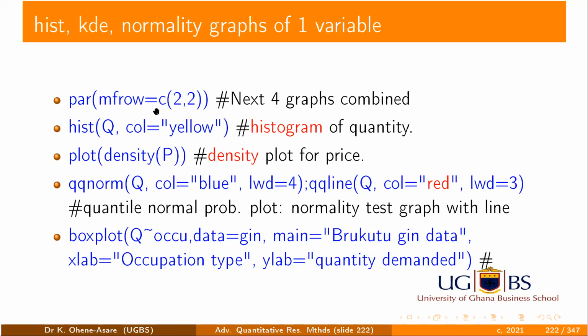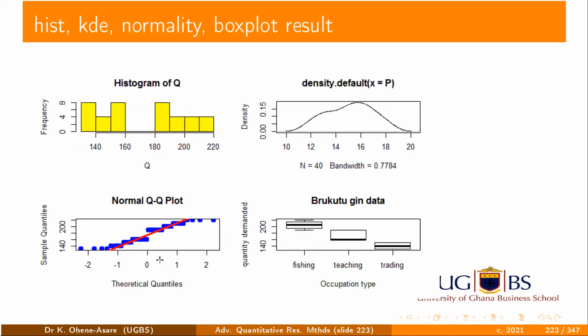Quick one, you can do a histogram of the quantity demanded. You can color it yellow. You can plot the density for price, another independent variable. You can do the quantile normal probability plot for quantity. You can do a box plot. So four main graphs: histogram, density, normal probability plot, and box plot. And the box plot, you can do all of them according to the groups. In this case, the groupings are occupation. So you can do all of that and then represent them in one graph like this. You can try this and represent them in one graph.